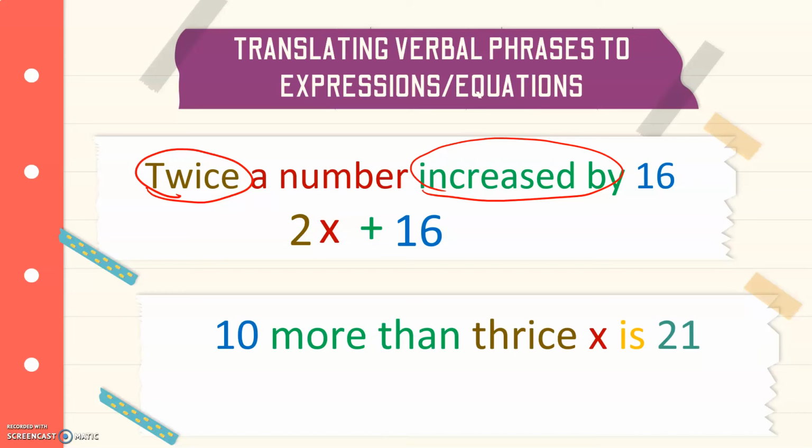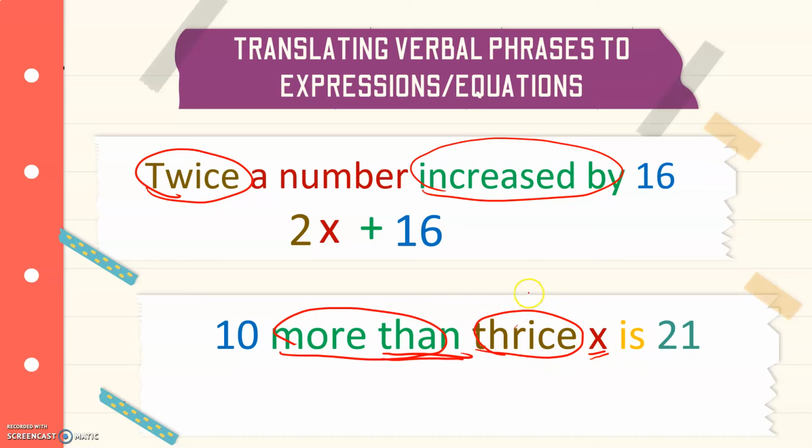Another one, 10 more than thrice x is 21. We have here two operations involved again. We have more than and we have thrice. Since there is more than here, it means that we will have to interchange our numbers. First we have to multiply our variable x. The variable is already given, so we cannot use any other variable here. So it says thrice x.